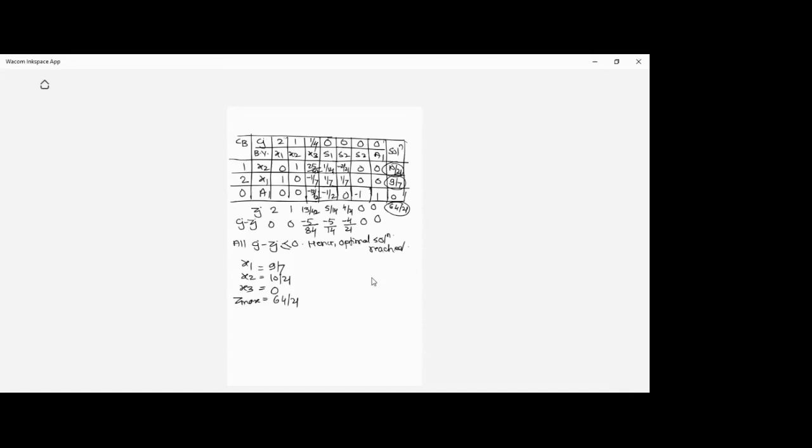Now the basic difference here is that though there is an artificial variable among the basic variables, what we have taken care of is that we have made the coefficient of A1 as 0 in the objective function, so that it won't appear again and again.